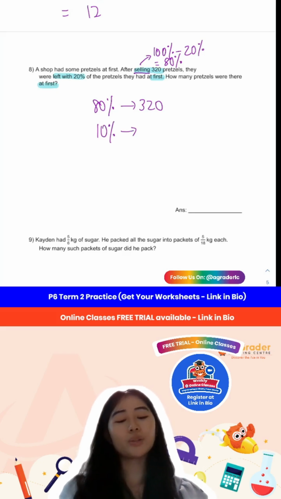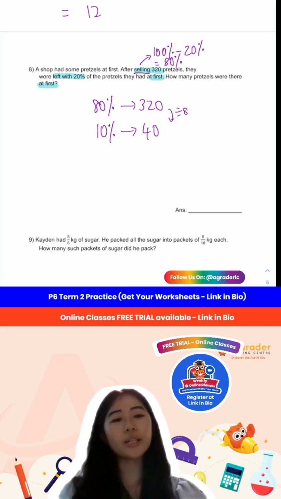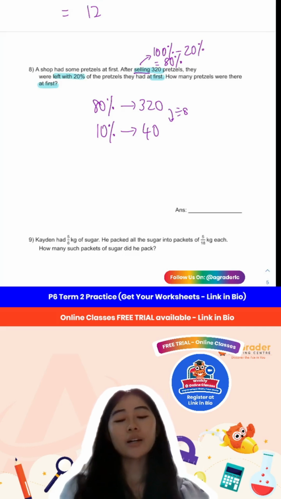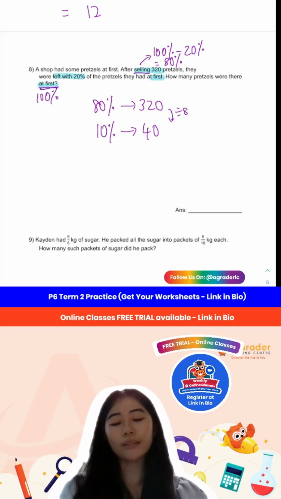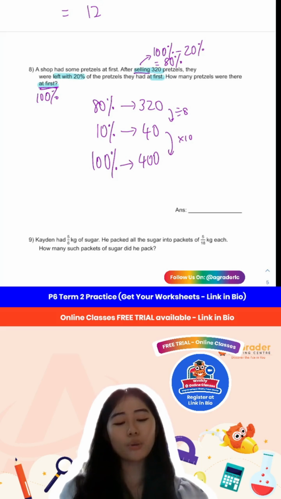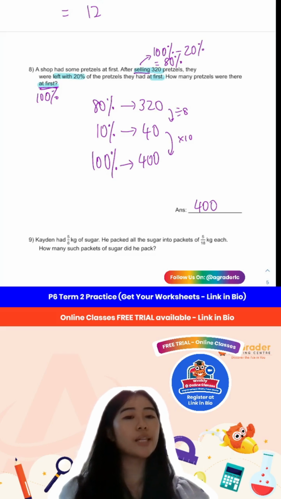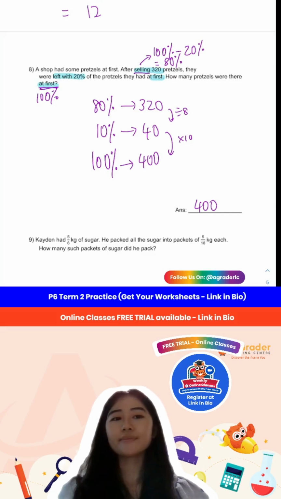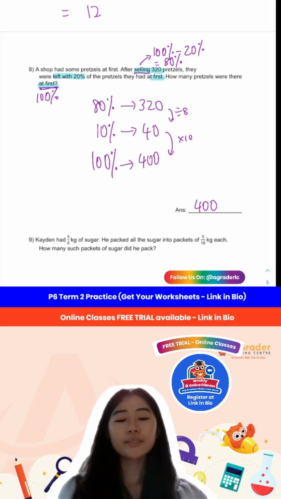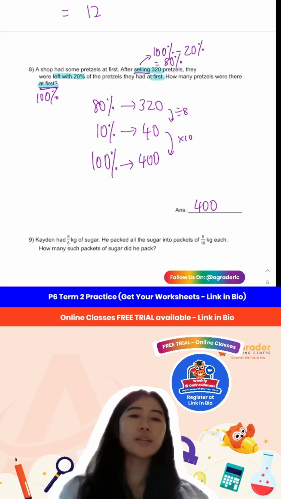So you can find 1% or you can find 10%. I would find 10%, which is 40. And then at first means 100%. So I will find 100% by multiplying by 10. So that's how you get 400 as the answer. Which most of you got correct. Alright, so Foxy, Jin, kids playback, it's all correct. So I say again, if you want to find 1%, that's okay. Up to you. 1%, 10% is okay.